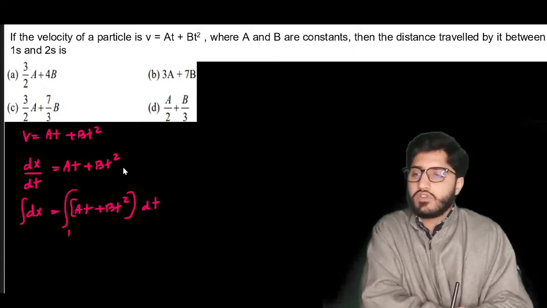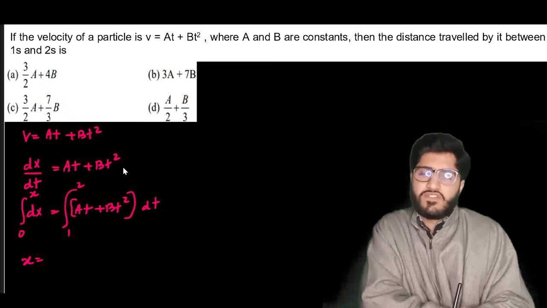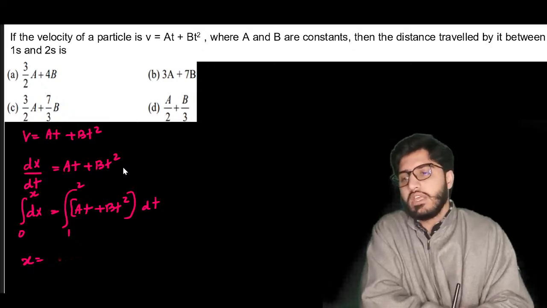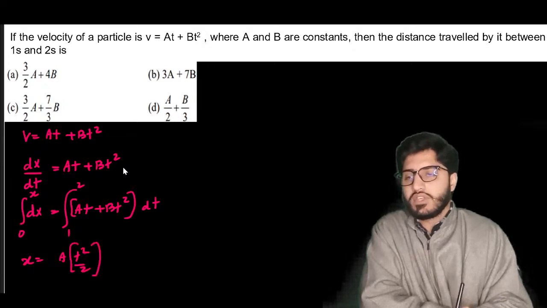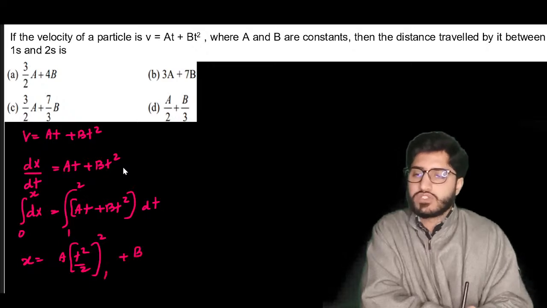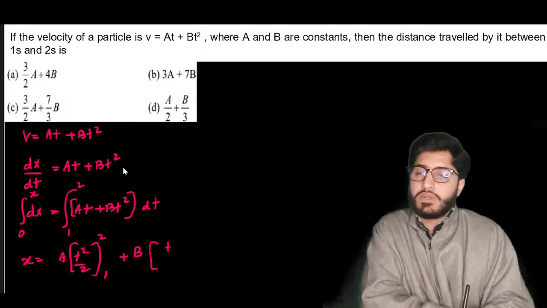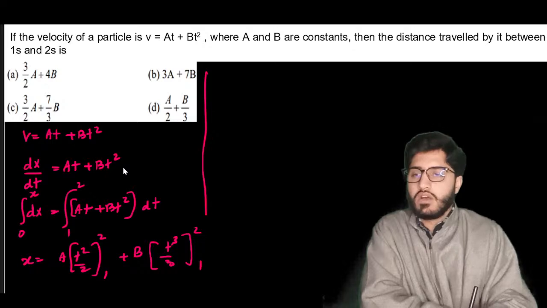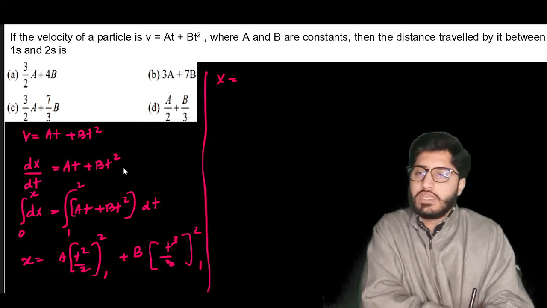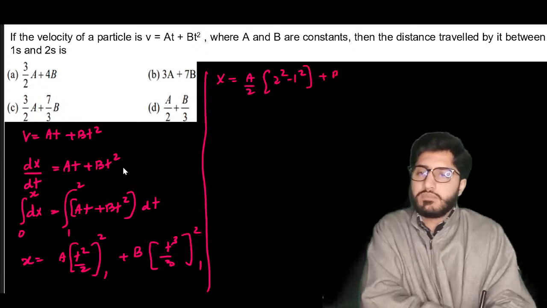So time is 1, x would be 0, time is 2, let's suppose x. So I can write x came out to be different integrations. a, and the integration of t would be t square by 2, limits are 2 and 1, plus b is constant, take outside, integration of t square will be t cube by 3, limits are 2 and 1. So x came out to be a by 2 times 2 square minus 1 square, plus b by 3 times 2 cube minus 1 cube.